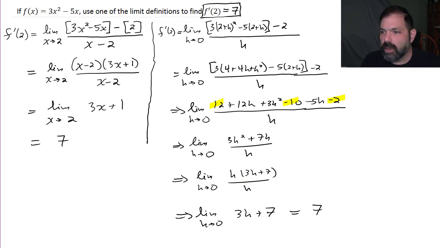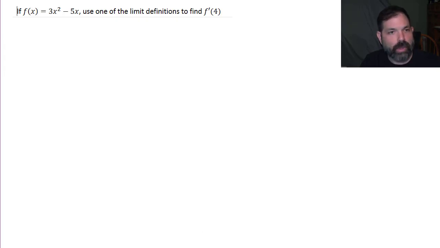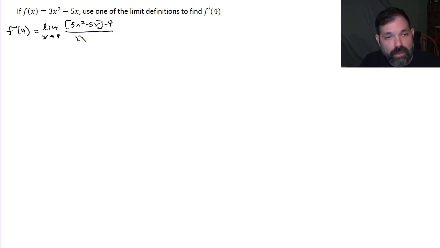Alright, so let's look at another exercise. If we had the same function, now find f prime at 4. Well, I could go through the process again. I could say that f prime of 4 would be, I'd have a limit with x approaching 4 of 3x squared minus 5x minus 4 over x minus 4. And I could calculate that limit.